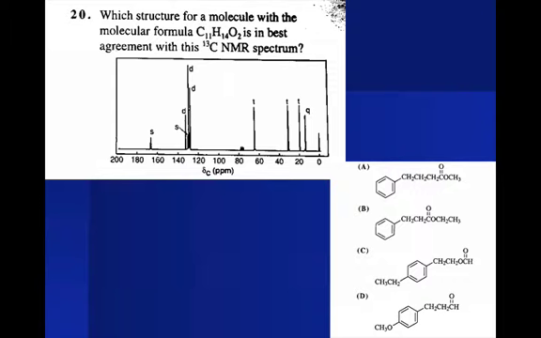It's 2 singlets. So 1, 2, 3, 4, 5, 6, 7, 8, 9 unique environments. This is TMS, and that's CDCl3, okay, that comes around 77. So we're going to ignore that as well. So we're going to have 2 that are not attached to any hydrogen. Very good.